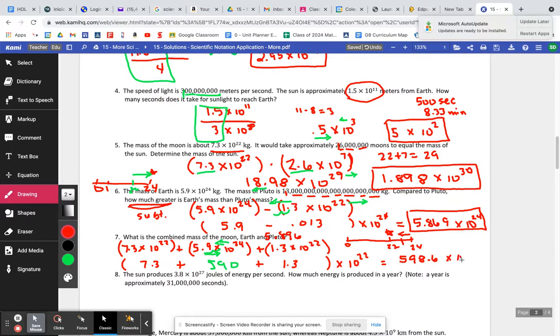Times 10 to the 22. Okay, 598 is not within the range of 1 to 10, so I am going to move this decimal back 2 times. So we have 5.986 times 10 to the, okay, if I go that way 2 times, the 22 is going to have to go in the right 2 times to make it 24. And there's our answer to that one.